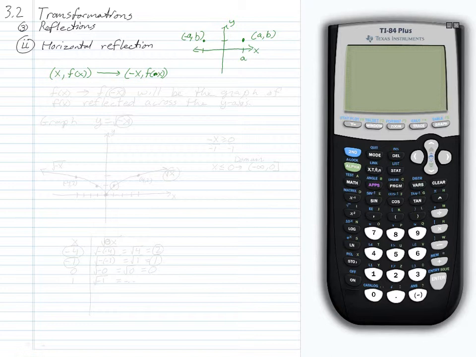Alright, so our property: the graph of f of x, if we know what that looks like, then f of negative x will be the graph of f of x reflected horizontally. In other words, we'll reflect the graph that we know about across the y-axis.